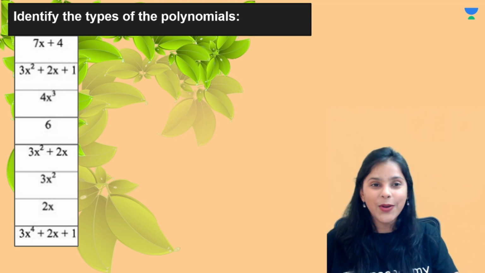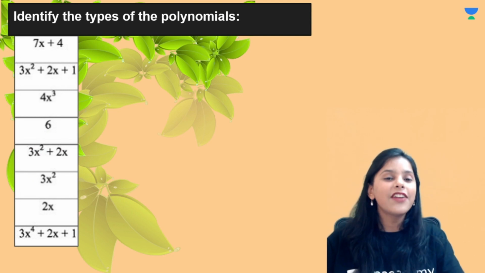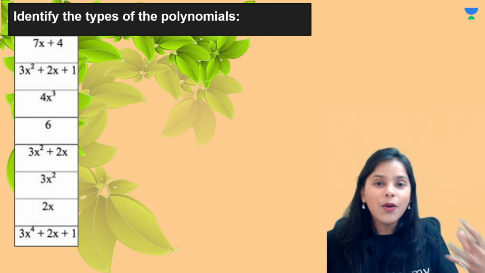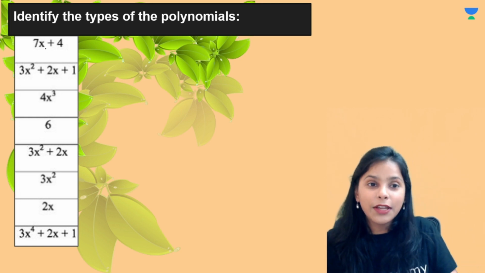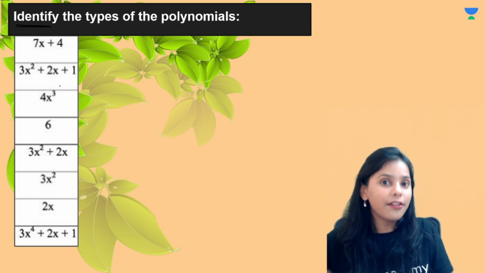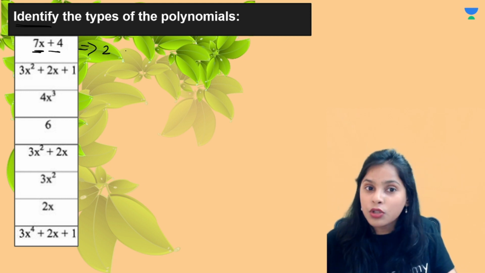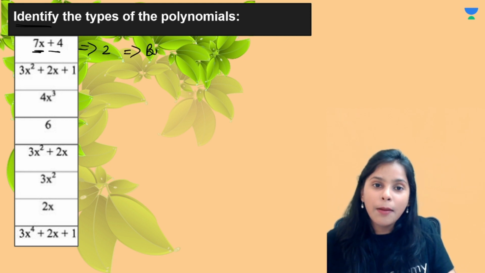Now we have a question to solve. Identify the types of polynomial. So I'm going to quickly let you know how you are going to solve the question. If you have to identify, you know there are 4 kinds of polynomials. So 7x plus 4. How many terms do you have? 2. So if you have 2 terms, you call it binomial.